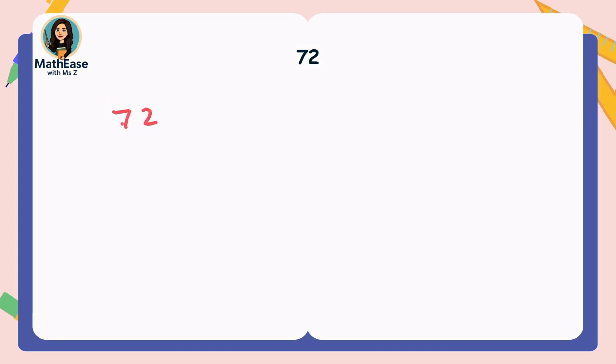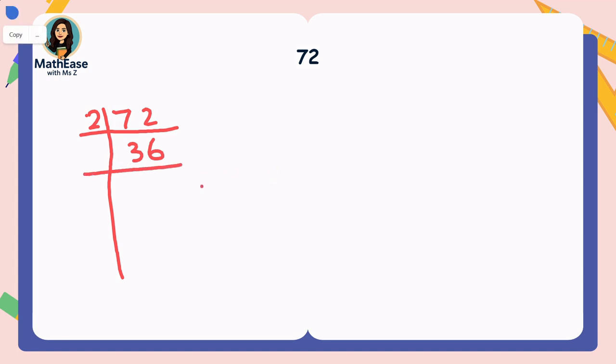So just like before, write down 72 and make the lines we made last time. Since 72 is an even number, we can start by dividing it by the smallest prime, which is 2. 72 divided by 2 is 36. You write 2 here and 36 here. Can we divide 36 by 2 again? Yes, because 36 is even as well. 36 divided by 2 gives us 18. So you write down 18. Now check again. 18 is still even, so we divide by 2 one more time. 18 divided by 2 is 9. So you write the 9 down here.